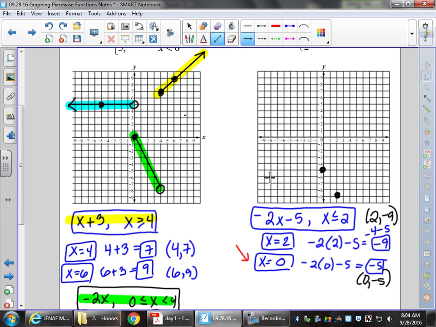Start where your restriction started. So let me say that again. Which point came directly from the restriction? The 2, and then the output was -9. So I'm going to start at 2, -9. So I put my pencil here, and what am I going to draw? Segment or ray? Ray through this point.